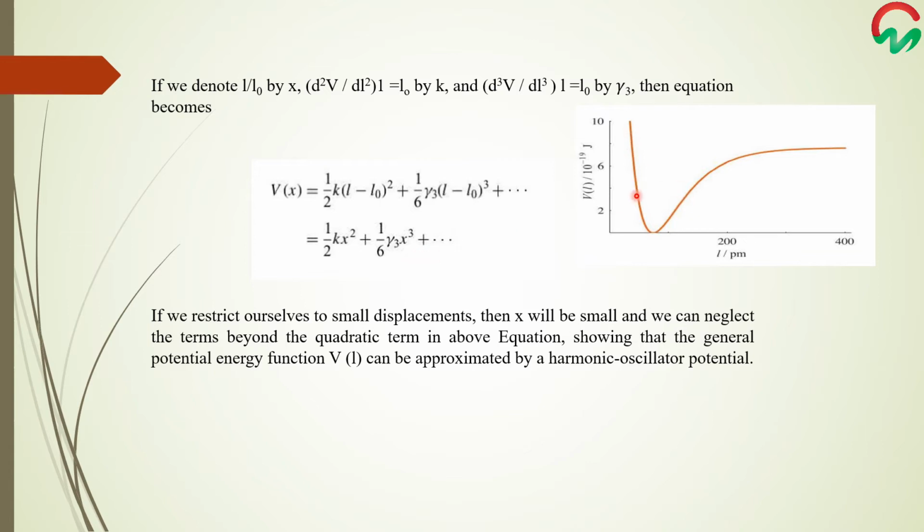Here the Morse potential is shown in this figure, which comes by plotting V(L) against the internuclear displacement L. If we restrict ourselves to a very small displacement, then x becomes very small and we can neglect the terms beyond the quadratic terms in this equation. So this shows that the general potential energy function V(L) can be approximated by a harmonic oscillator potential. Note that the force constant is equal to the curvature of V(L) at the minimum.